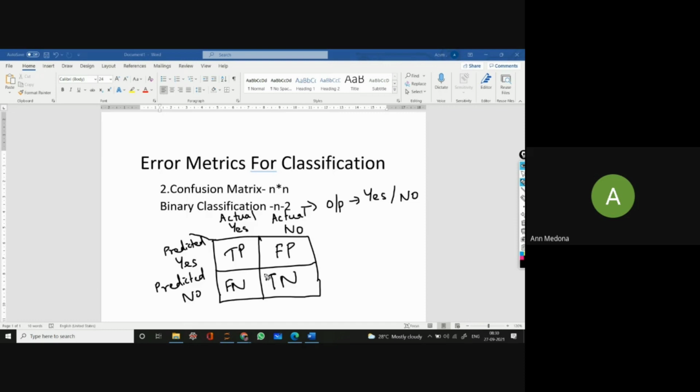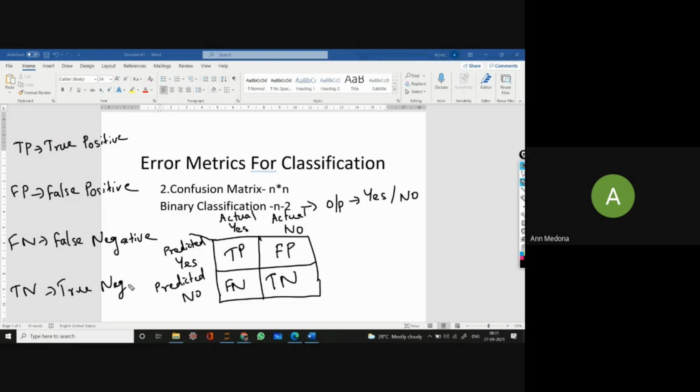So I will explain each term. TP is nothing but true positive. FP means false positive. FN in this sense, false negative. So it's an important topic. Please listen carefully. TN in this sense, true negative. So these are the parameters present: true positive, false positive, false negative, and true negative.